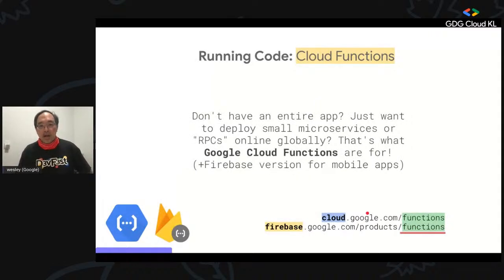If you don't have an entire app, maybe you have just some small functions or some microservices, then Cloud Functions is perfect for you. If you've ever used AWS Lambda before, this is sort of like our version of it. The interesting thing about Cloud Functions is that there's also a mobile version called Cloud Functions for Firebase. So that's why there's two icons down at the bottom there. The cloud one, of course, has greater connectivity to all the different other Google Cloud services, whereas if you use the Firebase version, you have access to lots of other mobile tools in the Firebase suite of products. So that's Cloud Functions.